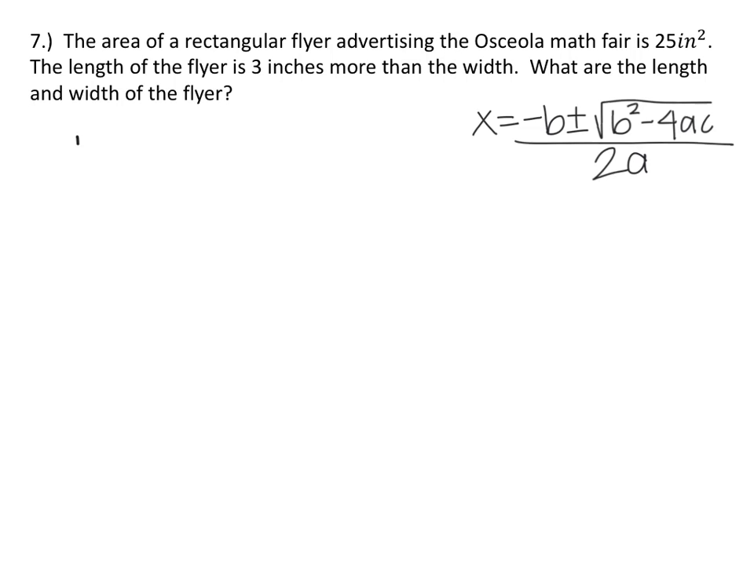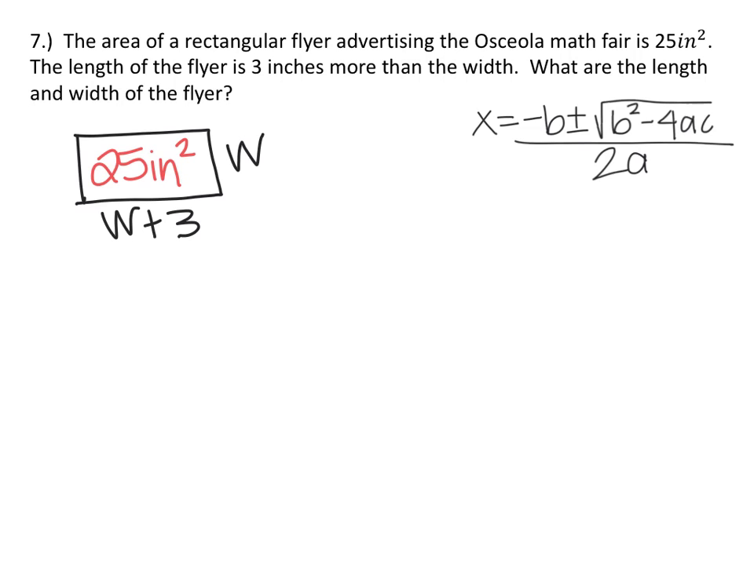So let's make a sketch of a rectangular flyer, and we know that the width we don't know, so we'll let that be W, and the length is 3 inches more than the width, so the length can be W plus 3. And so it says that the area of this flyer is 25 inches squared.